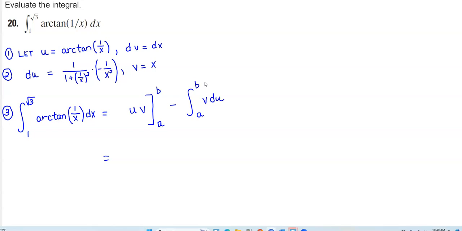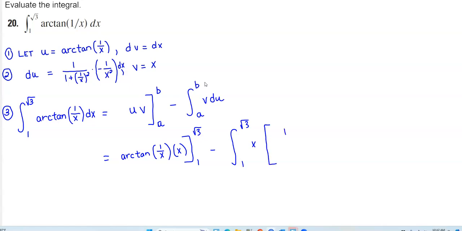So what do we know that u is? Well, we know that u is the arc tangent of 1 over x times v, which is x, going from 1 to the square root of 3, minus the integral going from 1 to the square root of 3. And v is x times 1 over 1 plus 1 over x squared times negative 1 over x squared, and that's dx.